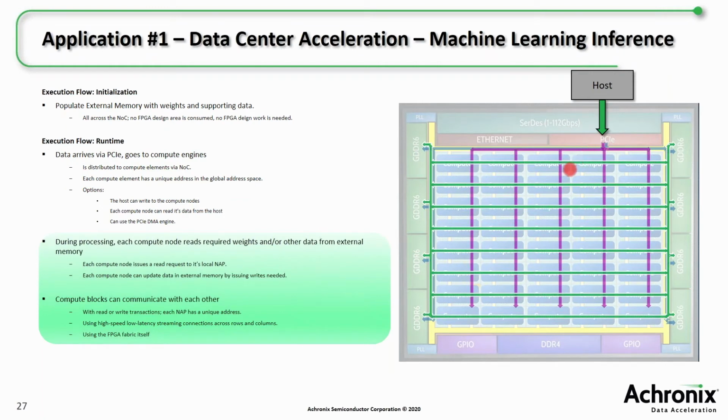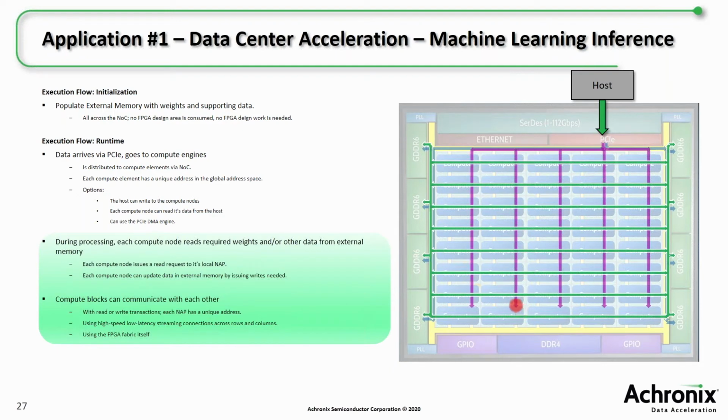While the compute nodes are doing their work, they're all able to read and write the external memory by issuing commands to their local network access points. And even though they're all issuing commands at the same time, possibly to the same network interfaces, our NOC takes care of all of the arbitration and ensures that the responses are provided in the correct order.